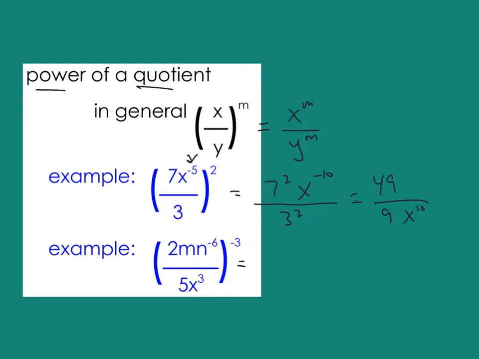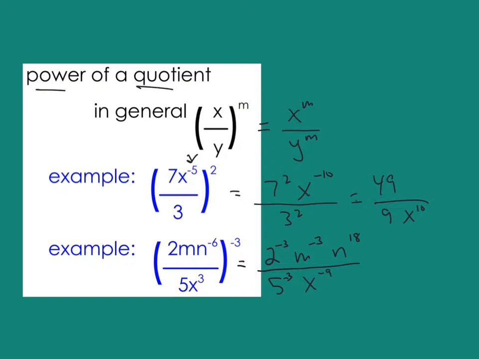Last problem. We have 2 raised to the negative 3rd power. We have m raised to the negative 3rd power. We have n to the negative 6 raised to the negative 3rd, so we're going to multiply those two values. Negative 6 times negative 3 is positive 18, all over 5 to the negative 3rd power, and then x to the 3rd raised to the negative 3rd, so we're going to multiply and get x to the negative 9.